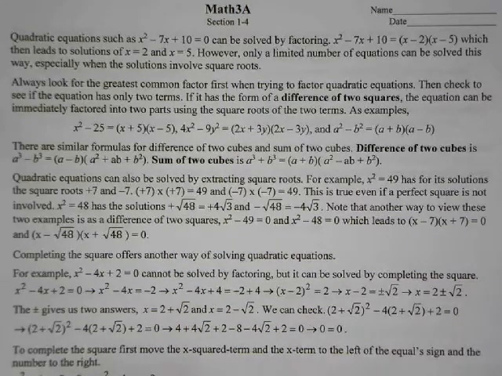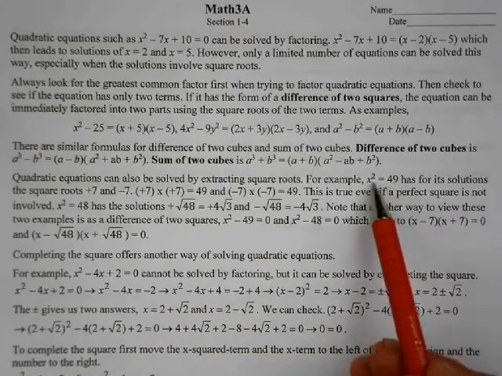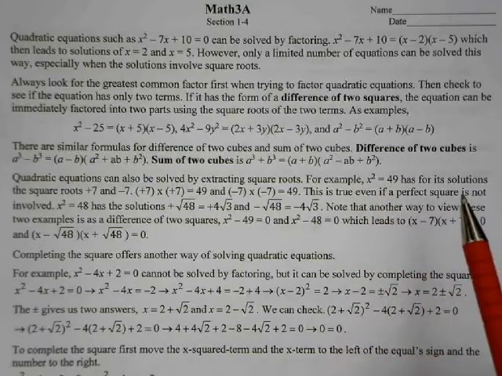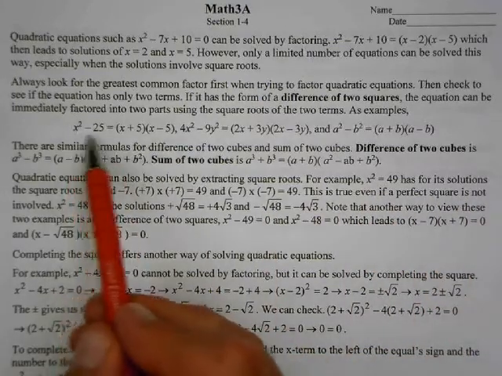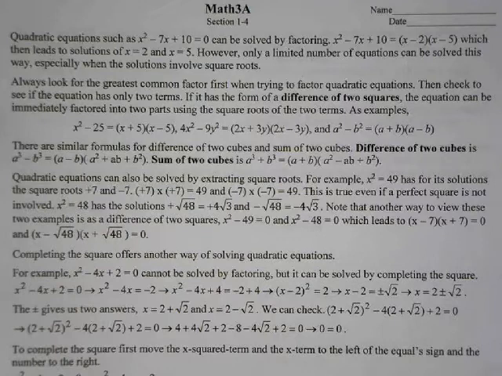Another way of thinking about this is if I had moved the 49 over to the other side, I would have had x squared minus 49 equals 0, and that would have left me with a difference of two squares, which would give me the same result.